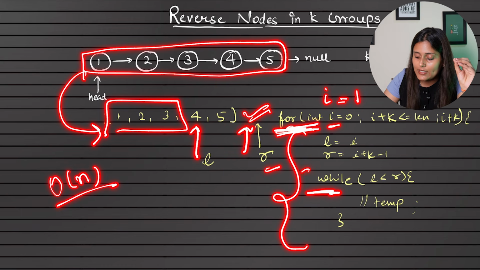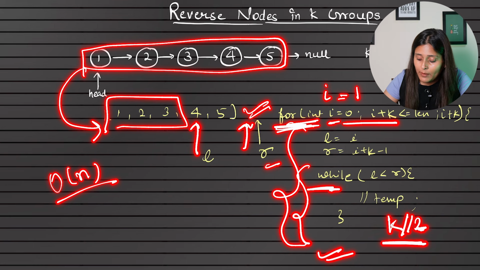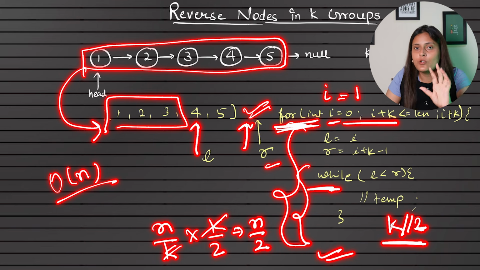And inside this it takes whatever is k by 2. Okay, so this for loop has run for total length divide by k. Can I say total length was 5, divide by 3 means 1, so only one time, and inside this k by 2, so n by k into k by 2, so in total it's O of n by 2 time complexity to swap the nodes or to reverse the nodes in k groups, right?